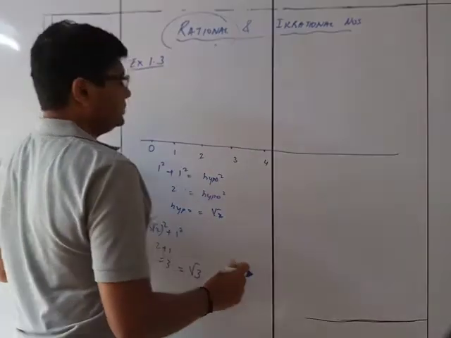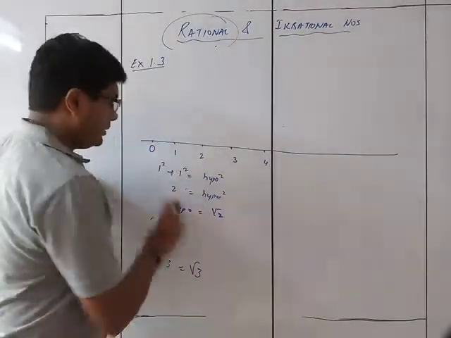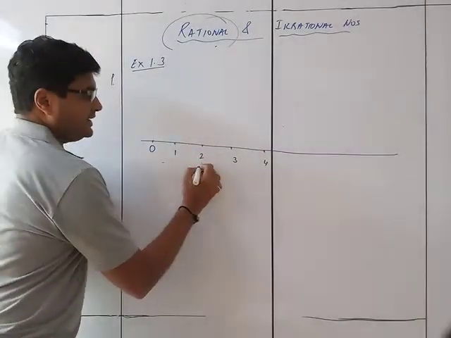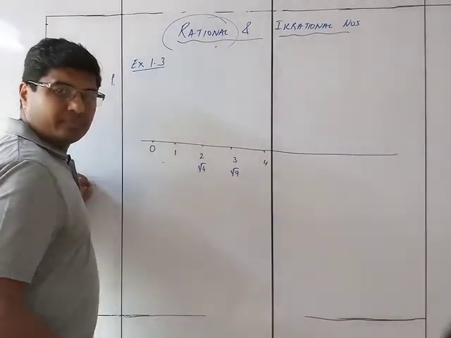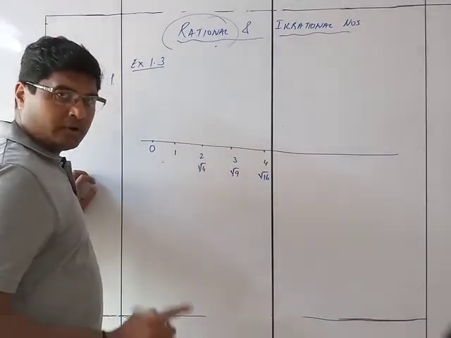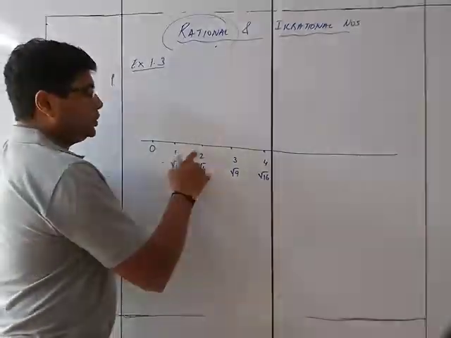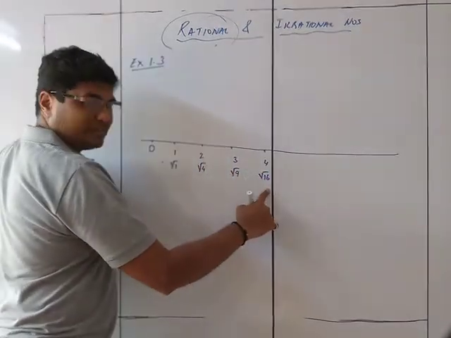Okay, so now we are going to see. Accordingly, this is nothing but root 4 and this is nothing but root 9. This is nothing but root 16. Did you understand this? 1 is nothing but root 1, so not a problem at all. 2 is nothing but root 4. 3 is nothing but root 9 and 4 is nothing but root 16.